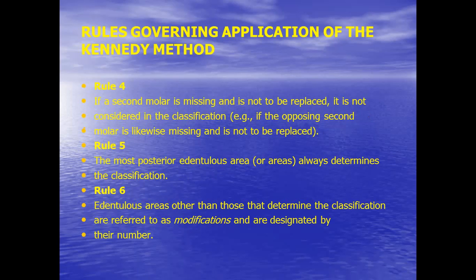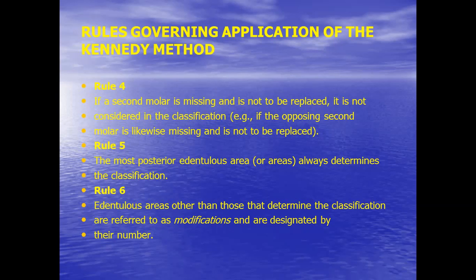Okay, same about absence of the second molar. So if it is missing, it is not to be replaced. Usually we don't replace it if the only option is a partial removable denture. So this second molar is not considered in the classification. So the idea is that normally nobody would agree to use a partial removable denture, which is quite a big and uncomfortable denture, to replace just a missing second molar on one side.